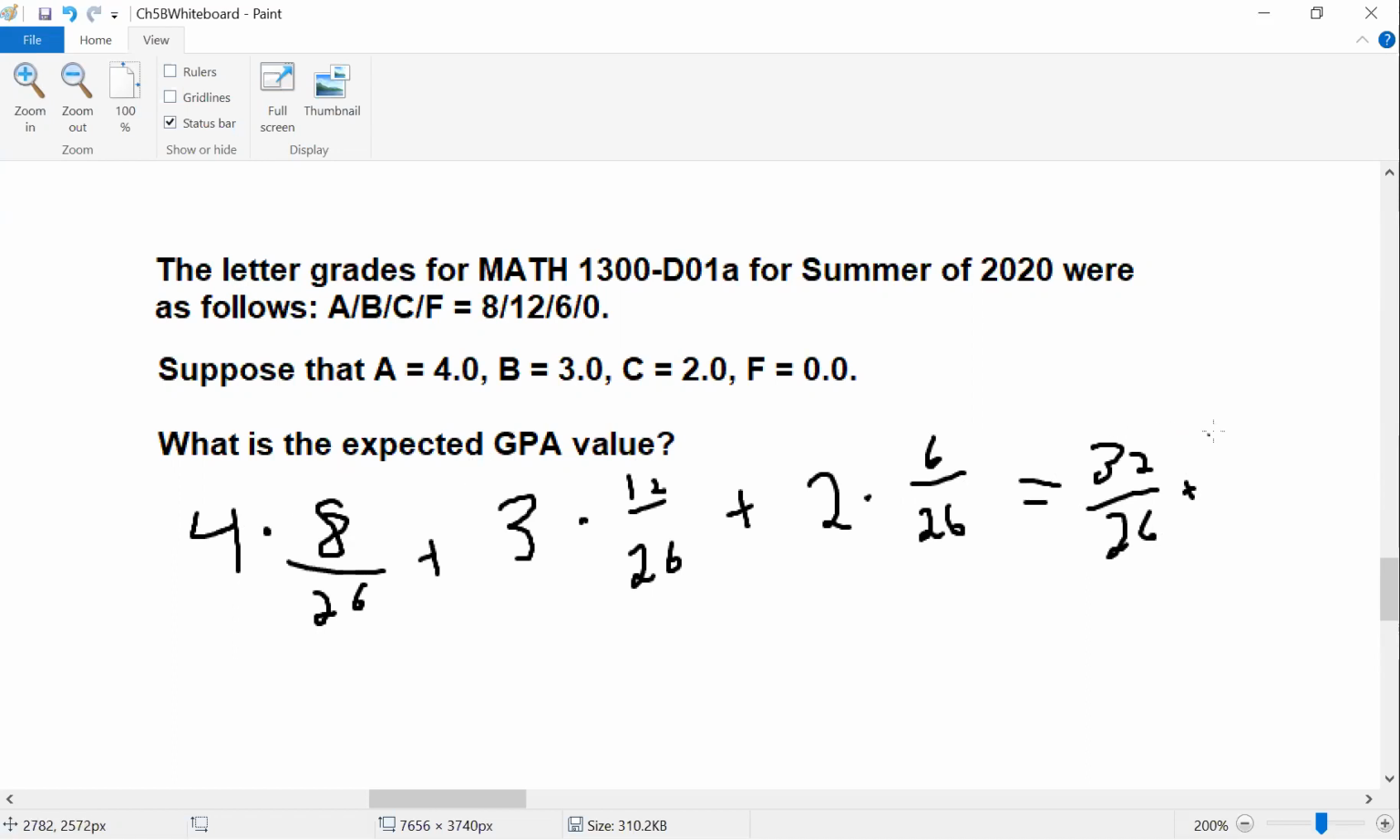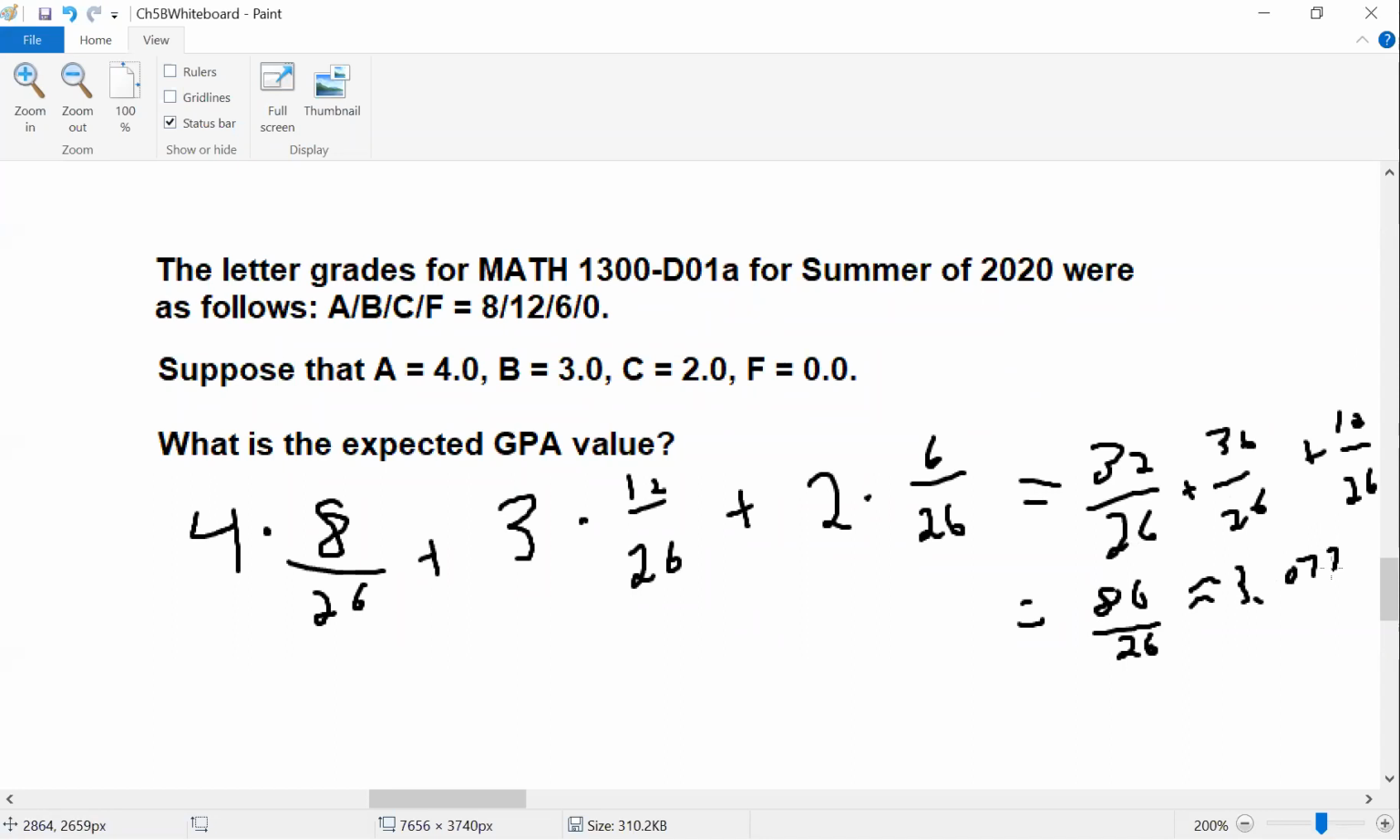3 times 12 would be 36 over 26. 2 times 6 is 12 over 26. Add those together: 32 plus 12, 44, plus 36 is 80. And you could put that in, that'd be fine. Or we can put it in decimal form, which is about a 3.077. On the exam, you could put either of those.